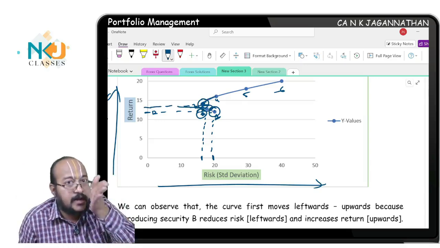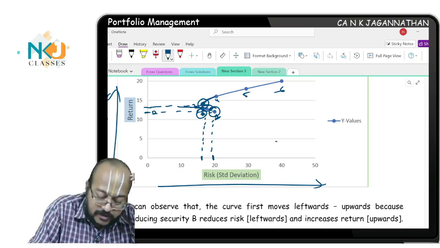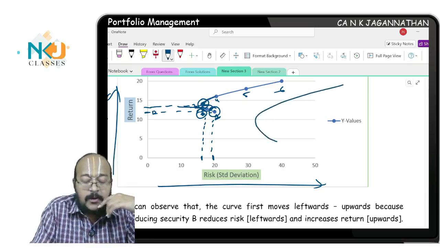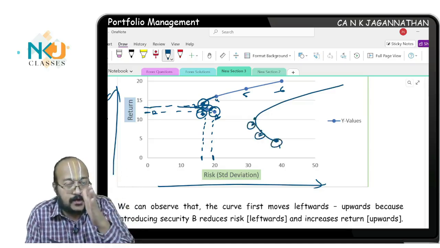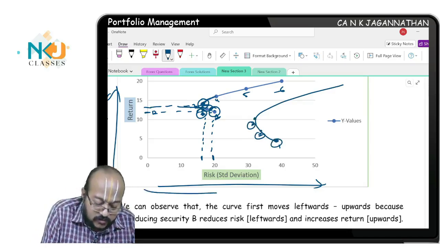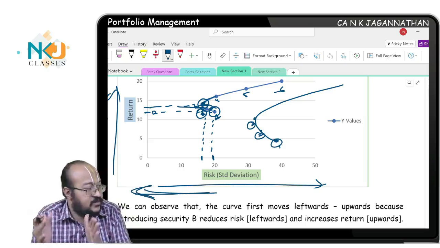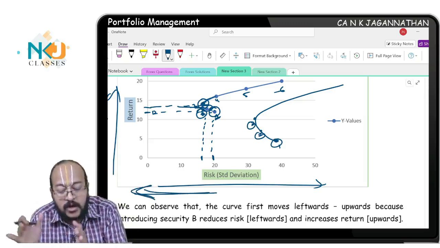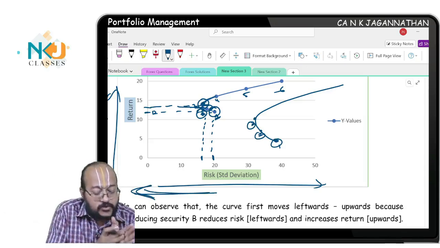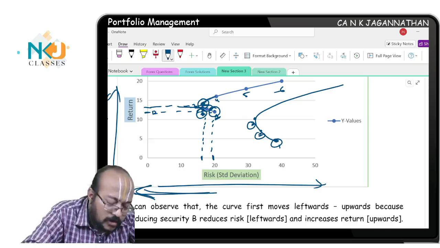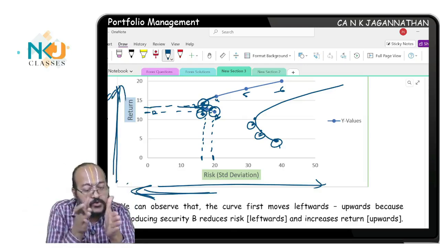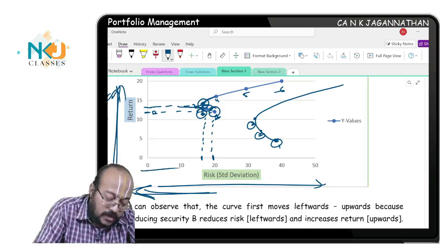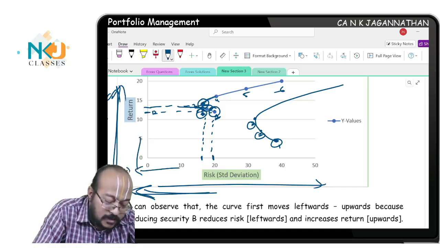Initially, see what happens? It increased, means it is going up. The curve is like this. Can you see? Notice this curve is like this. Which means here 0.1, here 0.2, and the edge of it is 0.3. So initially what happened? It started moving leftwards. Leftwards means risk will reduce. The x-axis is risk. X-axis represents risk, which means if you come leftwards, the risk is reducing, and if it goes upward, the return is increasing, which means initially in the first three portfolios, the risk reduced, return also increased. It is moving leftward and upward, leftward plus upward.